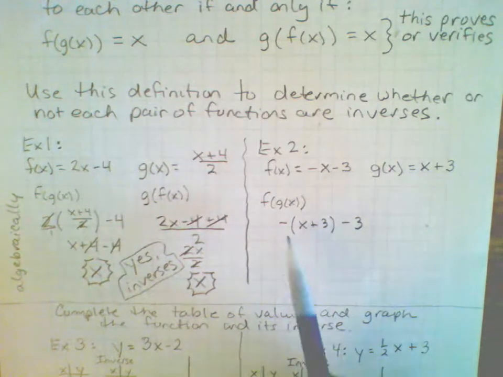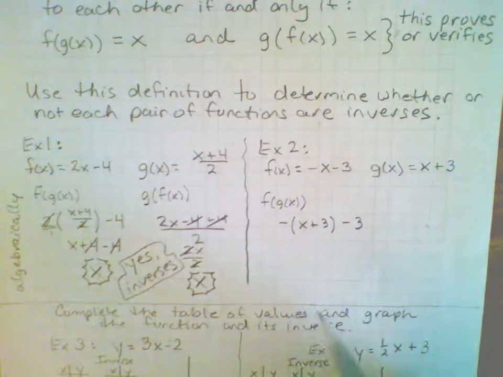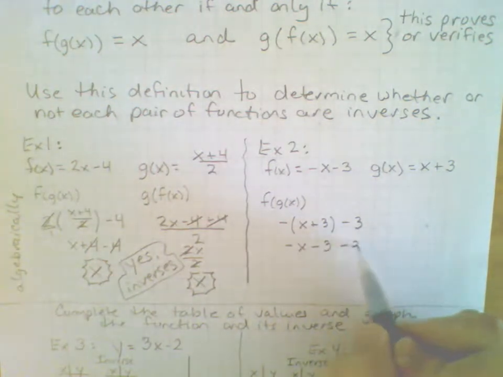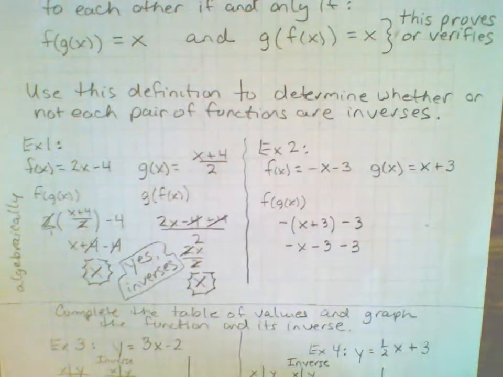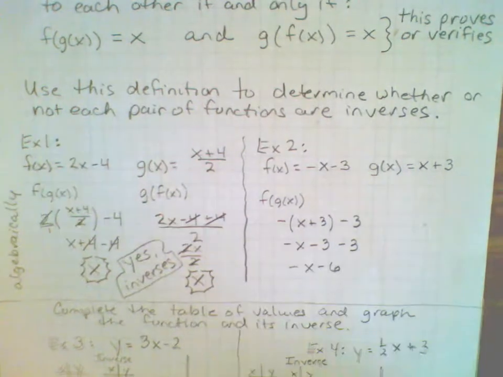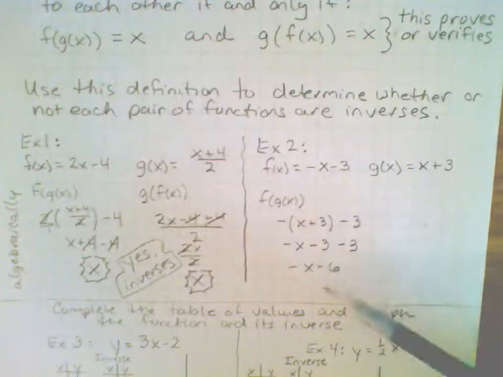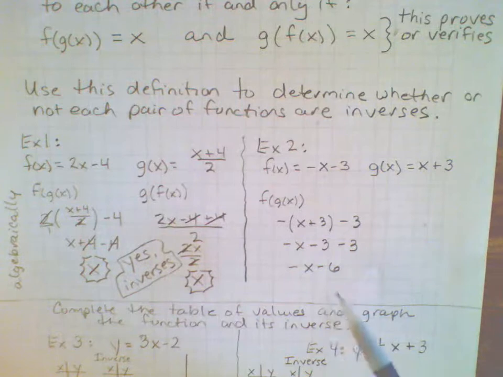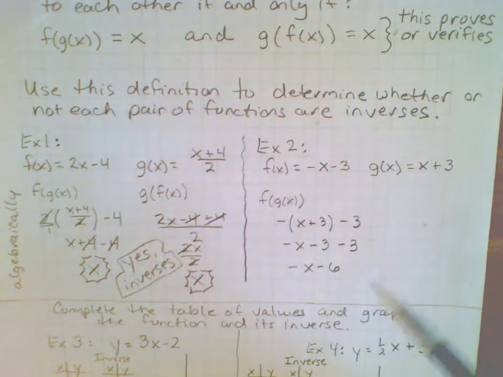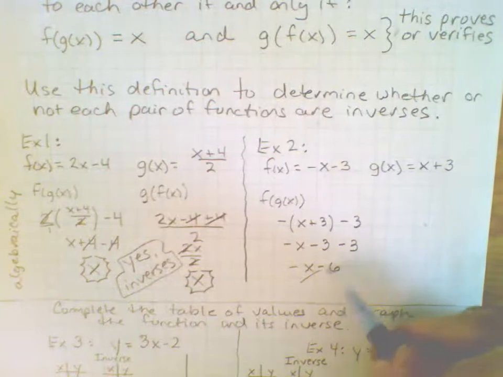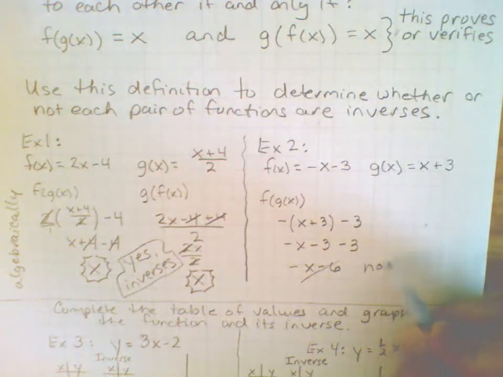Okay, now the negative I'm going to distribute. I really can't do anything else with it. So I'm going to distribute the negative through. And I'm going to simplify this, and it ends up being negative x minus 6. Now, if that happens, on your first composition, that doesn't equal x, like these two did, then you know right away that these two are not inverses to one another. So you can stop there. You don't have to do the g of f of x and just say, no, that spoils it. Not inverses.